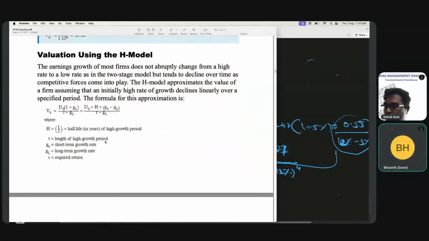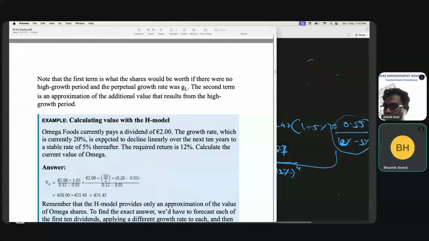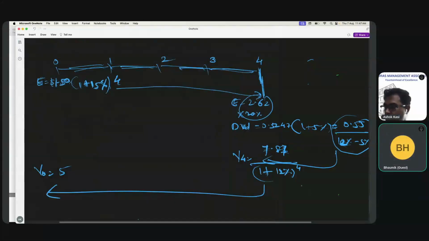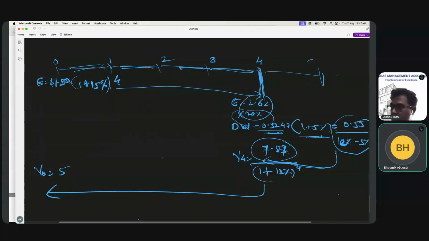Then H model. Sir, what did we do here? Can you explain it again, like a summary? See, from the 4th year onwards only they are paying dividend. So in the 4th year, this much dividend we got, and from here on it will grow at a constant growth rate of 5%. So we are applying the Gordon growth model, and we calculated the value 7.87 for the 4th year. But the question is, what is the value right now?